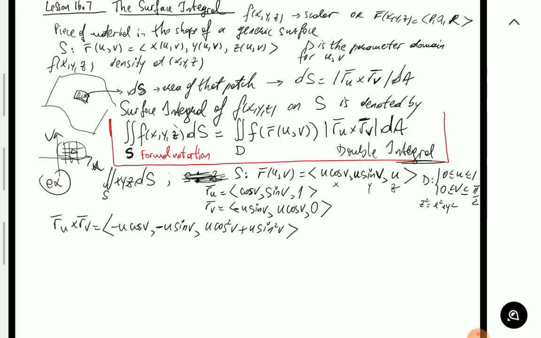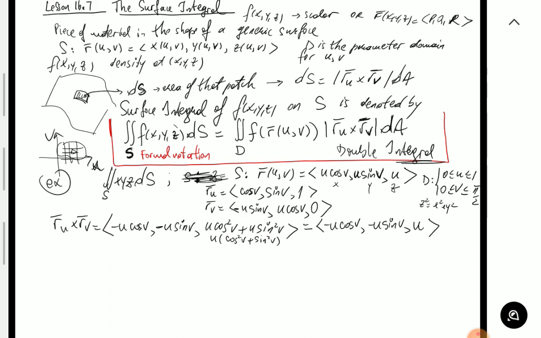We really have to be diligent here and careful with the algebra, because obviously we will make the integral much harder if we don't simplify carefully. So minus u cosine of v, minus u sine of v. And notice on the last component, if I pull out u, cosine squared plus sine squared turns into 1. And so Ru cross Rv is going to be this vector.